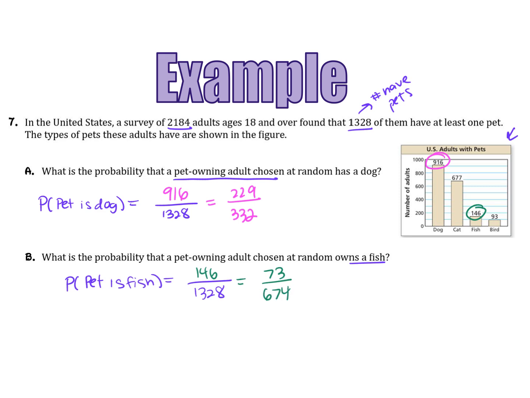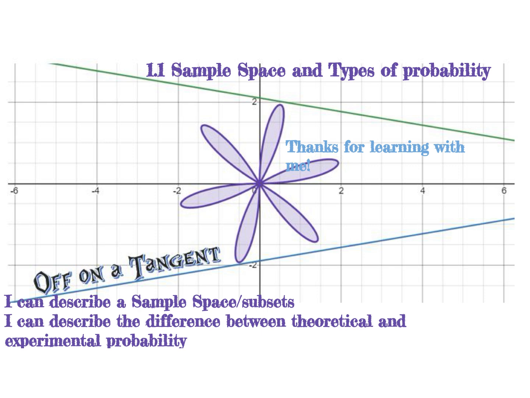All right, let's wrap up this video. That's a wrap on 1.1 sample space and types of probability. Our goal in this lesson was that we could describe a sample space, so we could list the possible outcomes, and that we could describe the difference between theoretical, what should happen, and experimental, what did happen, probability. So make sure you write down any questions you have, and I look forward to supporting you on this.